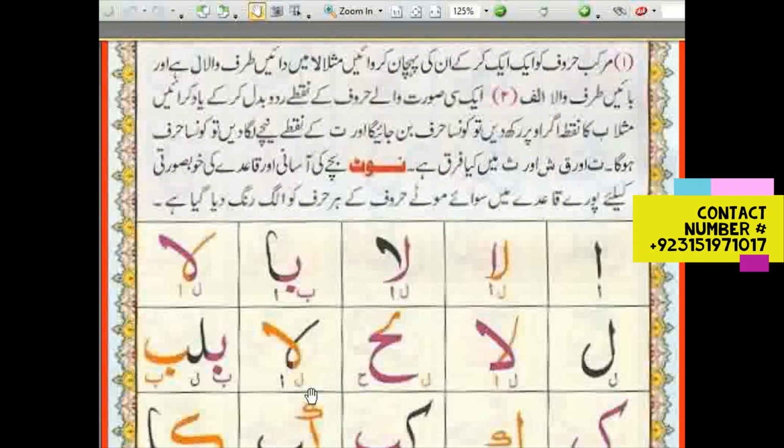So look, there are different shapes of a particular letter. So this is the main thing in this chapter. Now read after me.